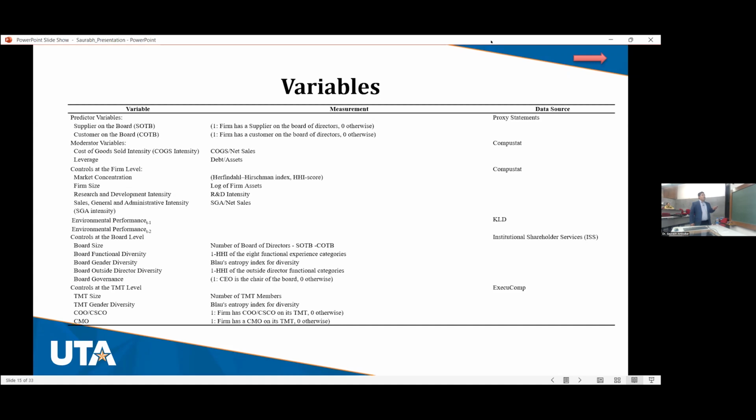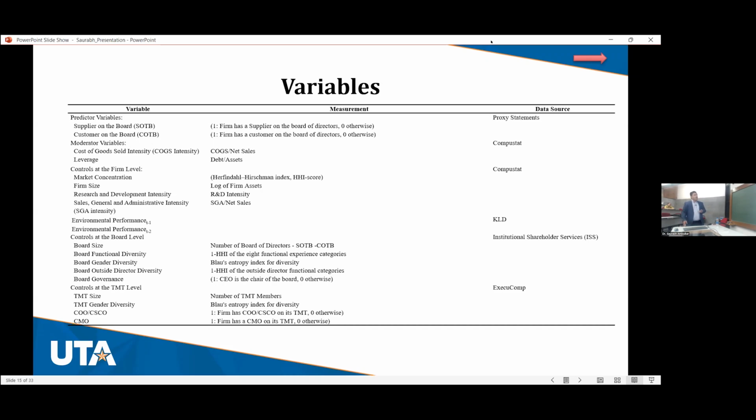We control for a lot of variables at the firm level. We look at market concentration, firm size, R&D intensity. We also control for the SGA, sales, general, and administrative expenses. We look at the lag of the environmental performance variables for the past 2 years to avoid autocorrelation.